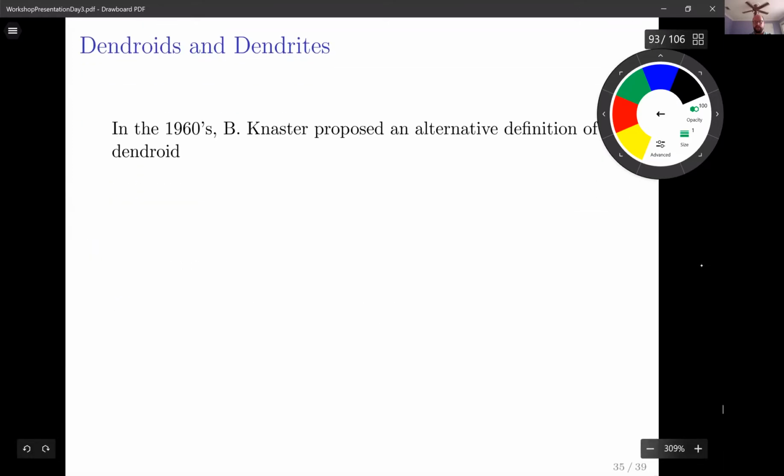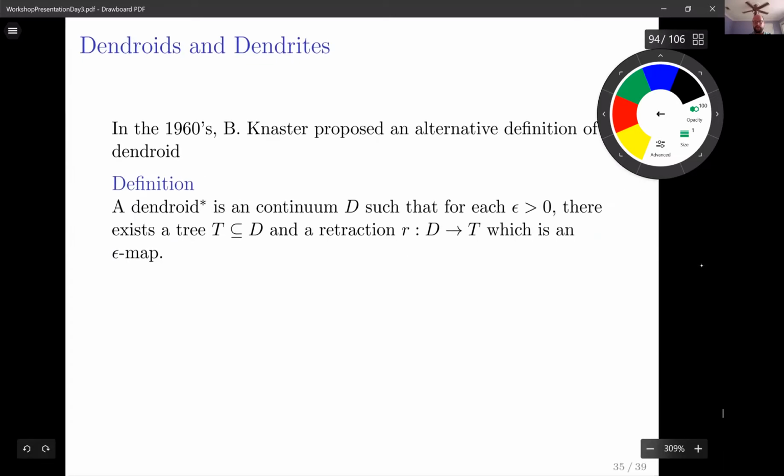If you go back to the 1960s, Knaster proposed an alternative definition of a dendroid. We'll put an asterisk by it. A dendroid star is a continuum D such that for any epsilon, there is a tree subset T of D and a retraction from D to T which is an epsilon map. An epsilon map here means that the pre-image of any point has diameter less than epsilon.